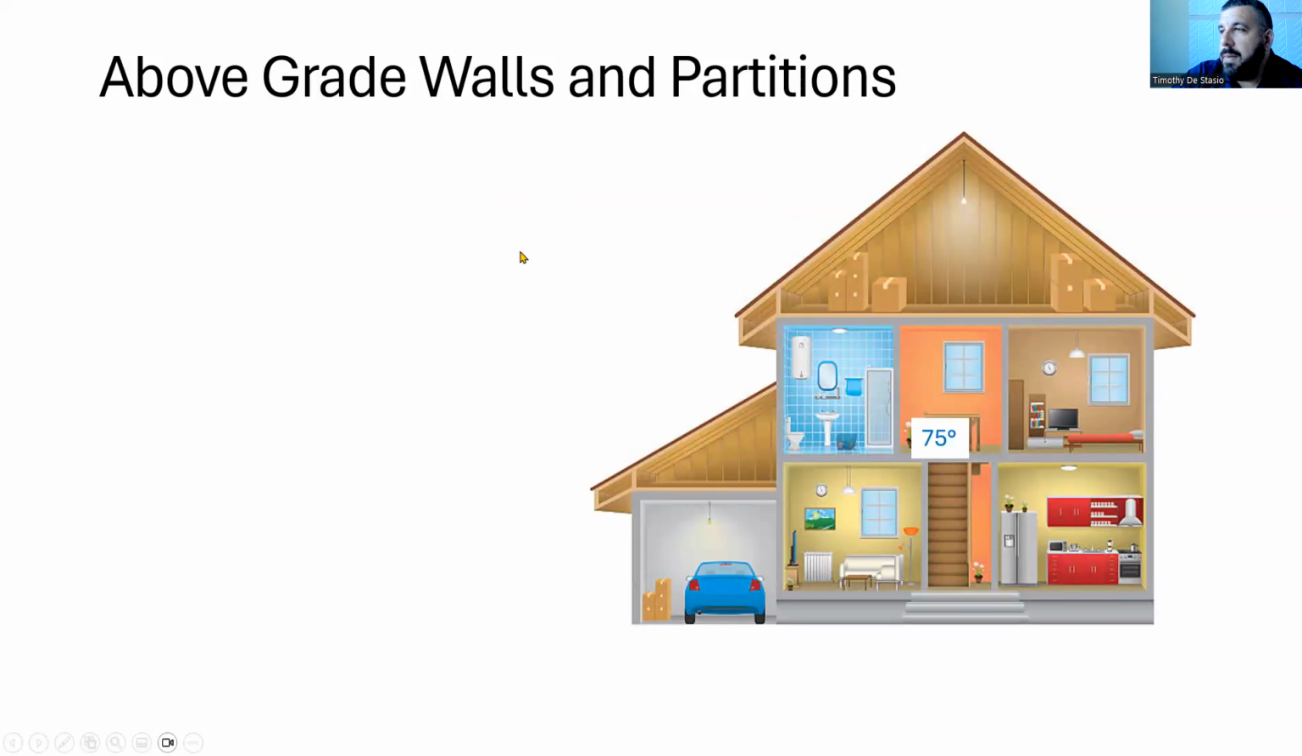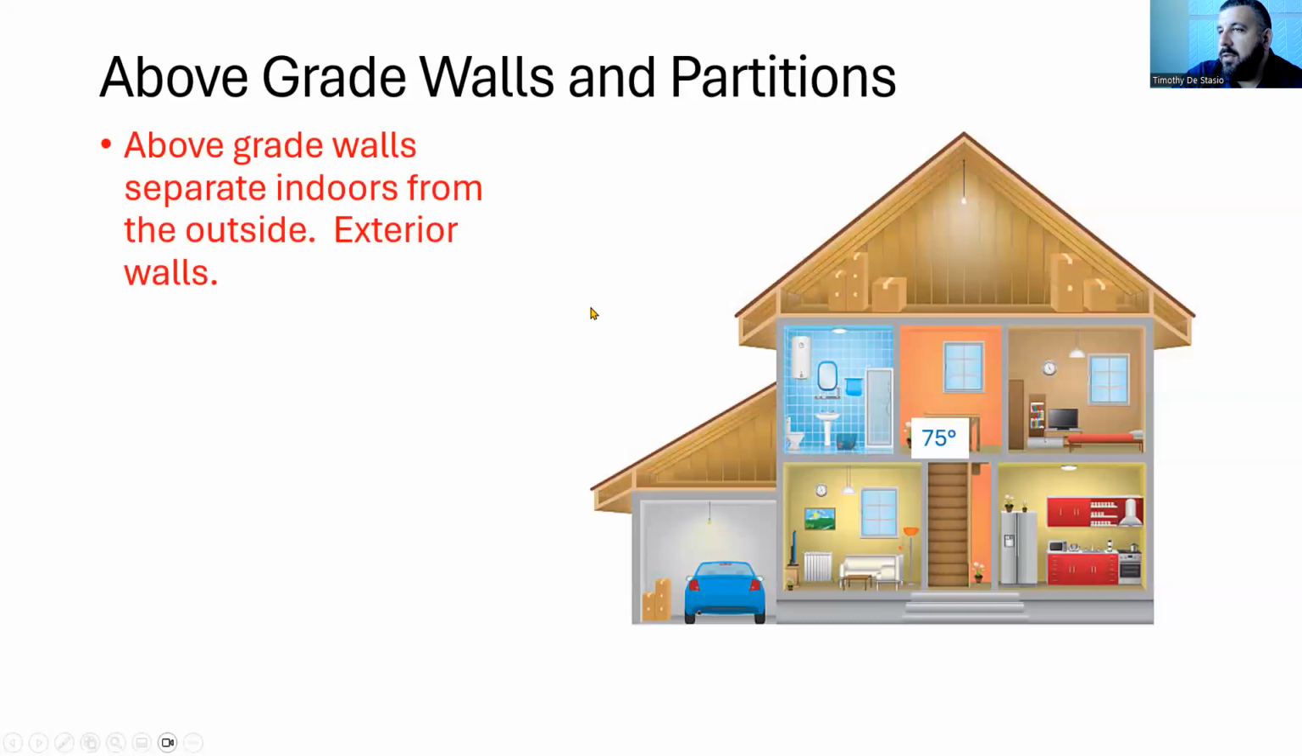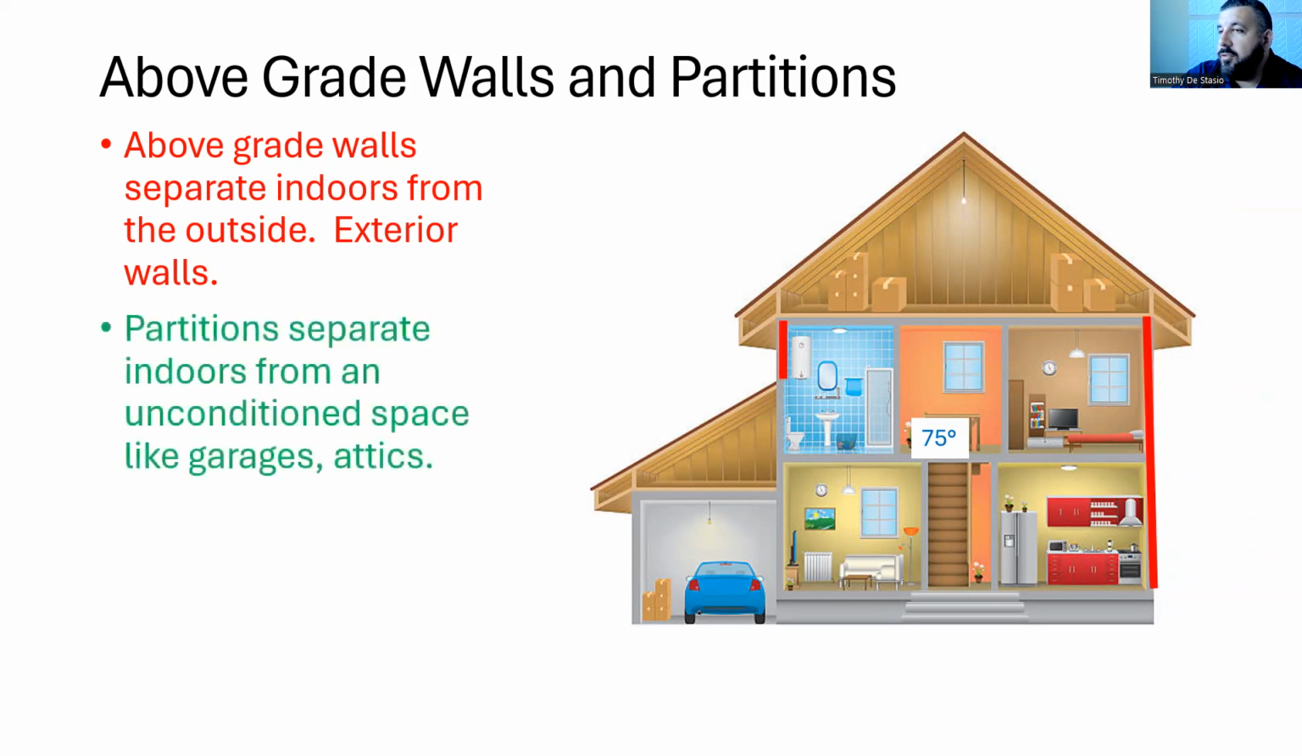As we continue talking about walls, terms that you need to know are above grade walls, below grade walls, and partitions. So if we're looking at this house here, an above grade exterior wall separates the conditioned space from the outside. And so these are considered exterior walls. So in this house, what would be an exterior wall? It would be these walls. Now, a partition is a different story. A partition separates the conditioned space from an unconditioned interior space, like a garage or an attic. So in this case, what would be a partition wall? It would be that green one.